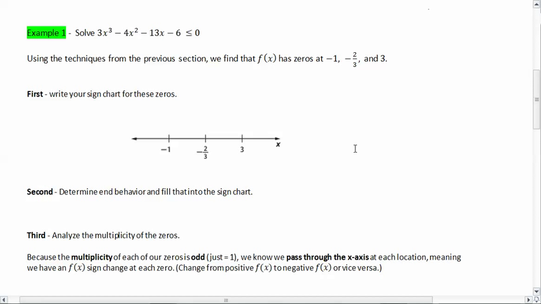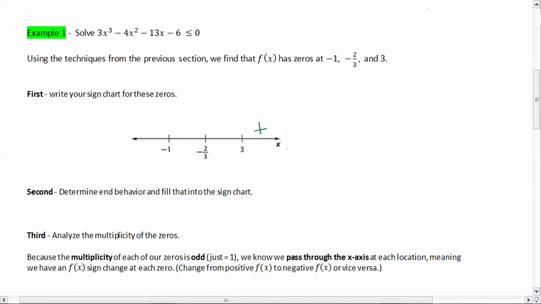So the first thing we're going to do is to write our sign chart for these zeros. So I put negative 1, negative 2/3, and 3 on that sign chart. The second thing we can do is determine the end behavior. We know how to find end behavior given a polynomial, right? First, in order to figure out what the right end is doing, we evaluate whether or not a is positive or negative. Well, a is 3, which is a positive 3, which means that our right end behavior, so that's from our last 0 all the way to infinity, that's going to be positive. We're going up to positive infinity, so it has to be positive.